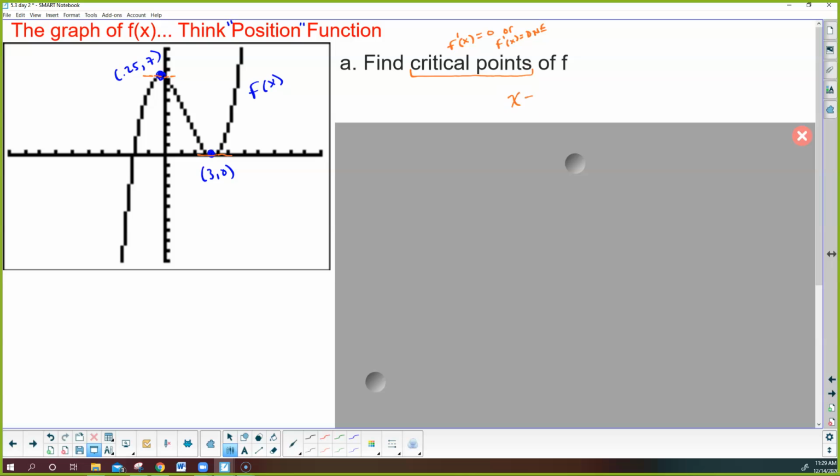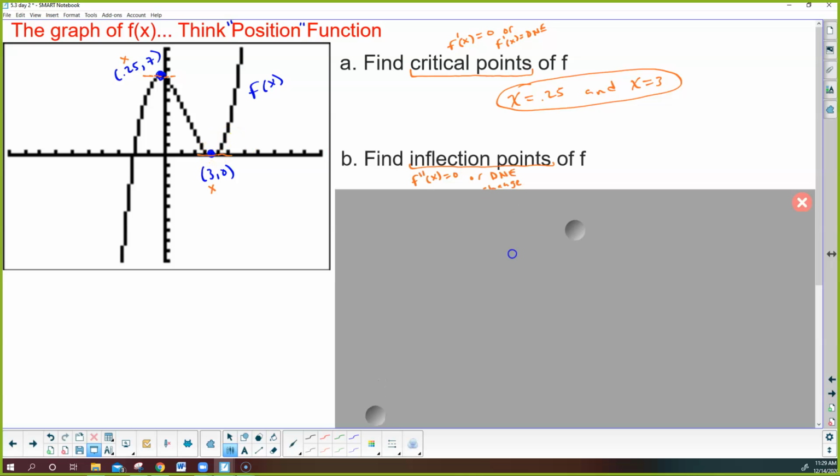So we know that the x value is 0.25, and the other x value where it occurs, the minimum, is at x equals 3. So I have critical points here. And I do know that those change signs, because look at the slopes leading up to that point. Here the slopes go from positive to negative, which is why this is a maximum. And then the slopes go from negative to positive, which is why this is a minimum.